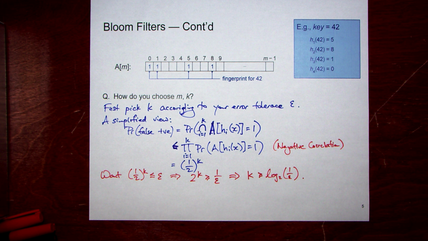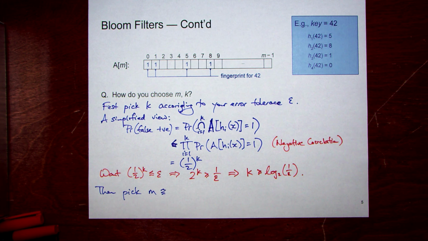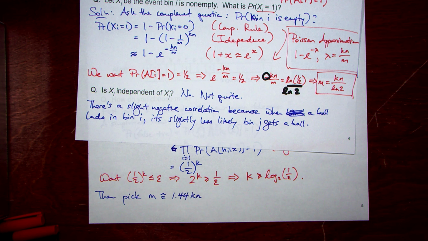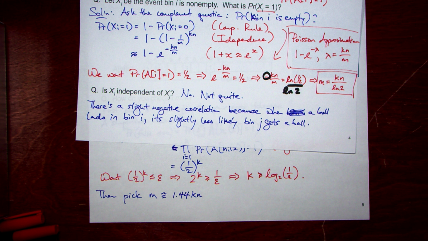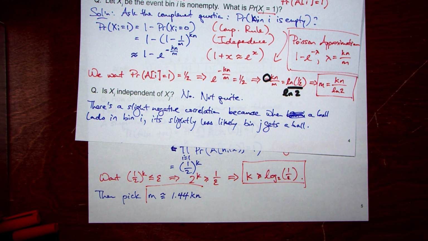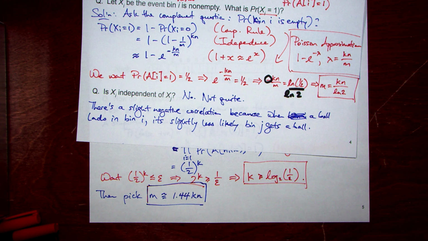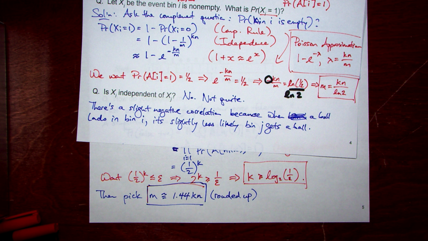And m, then we pick m according to what's over here: kn over natural log of 2. 1 over natural log of 2 is approximately 1.44, so multiply by kn. These are the two things. And they're all rounded numbers, right? Because we can't have non-integers here. So we round this up to give us more space, because we want more zeros. That is the intuition: we want more zeros. And if we do this, then the probability will be roughly a half. It'll be slightly less than half.